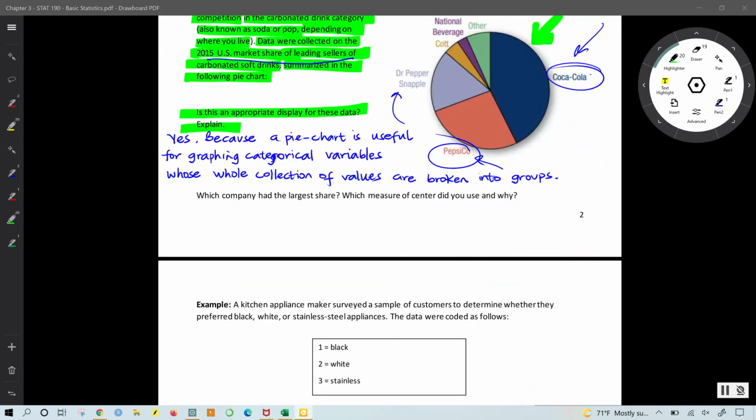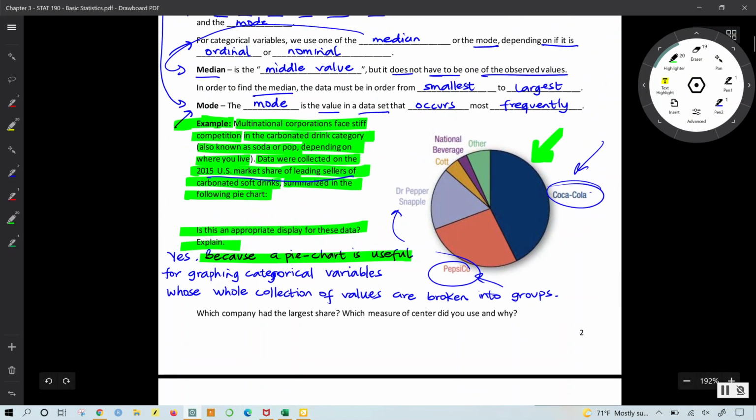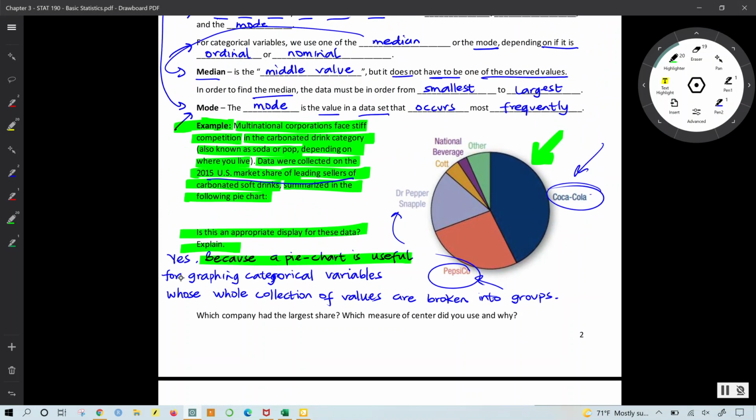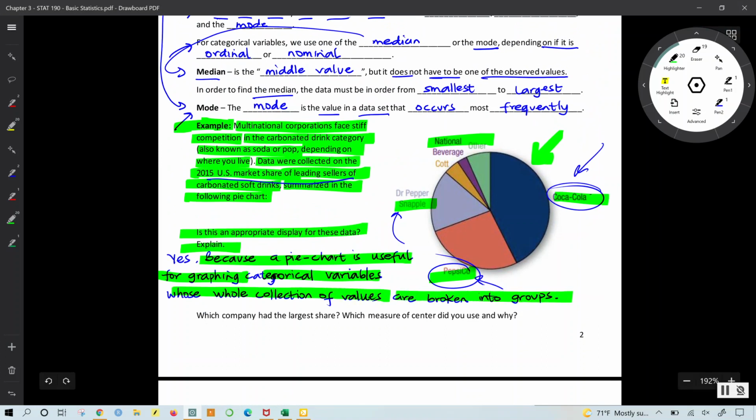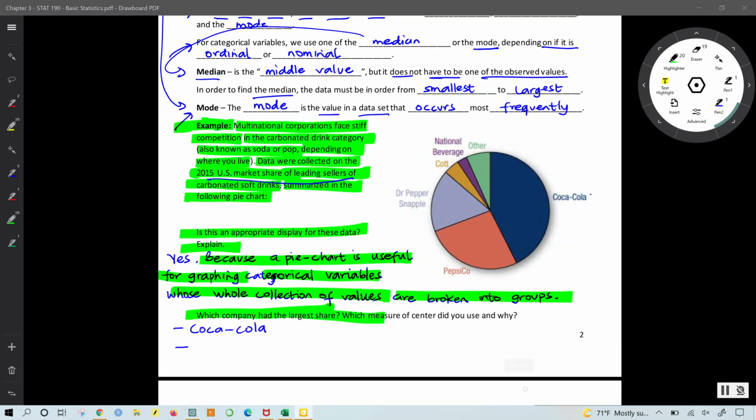Just to emphasize, again, the pie chart is a very useful graph in this scenario because it is very useful for graphing categorical variables where you have the different categories whose whole collection of possible values have been broken into groups. So, circling back to this context, the next question we want to answer is, which company had the largest share? Obviously, we can tell that that is Coca-Cola.